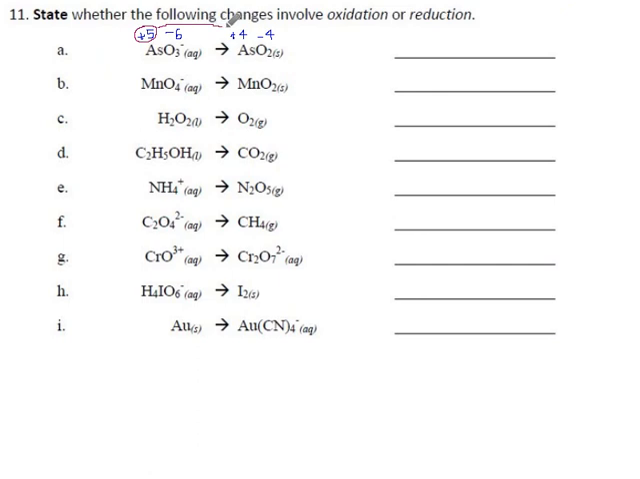If your oxidation state goes down, that means it was reduced. That means this reaction is a reduction. And for this to happen, there must be electrons coming in from someplace to account for the changed state of the arsenic.